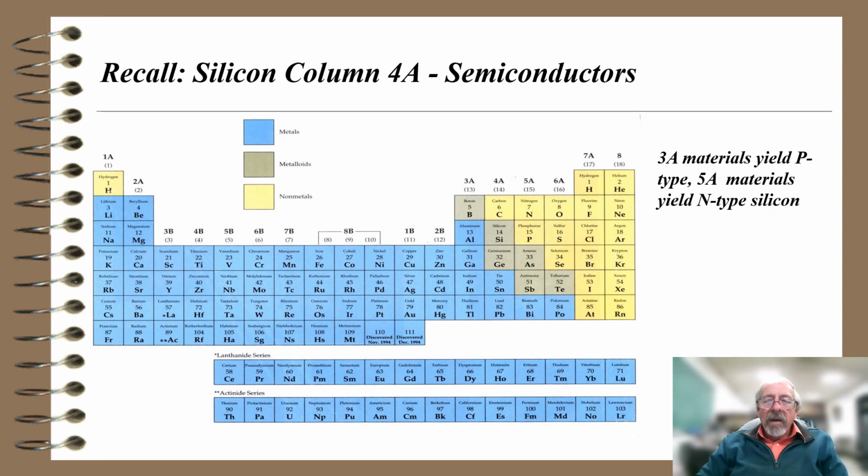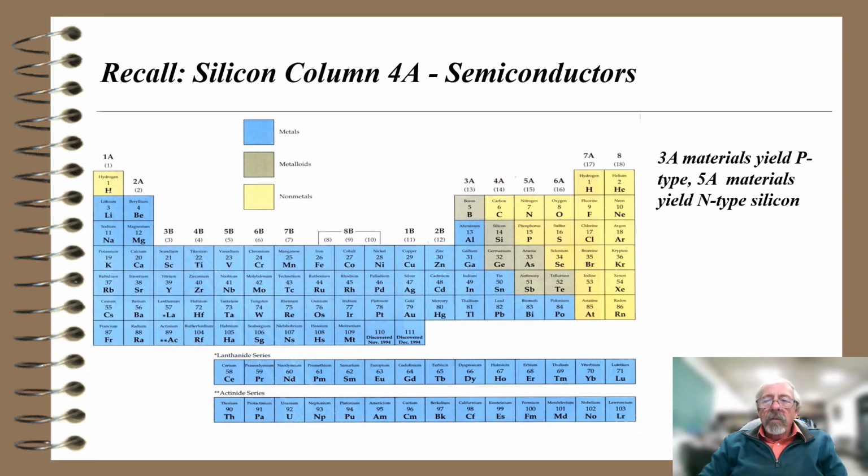And again, if I melt in some 3A materials, they will have fewer electrons and form p-type material, or a lack of electrons. If I melt into silicon 5A materials, like phosphorus and so forth, the ones in column 5A, it turns out that they'll have an extra electron and they'll be, again, n-type silicon.